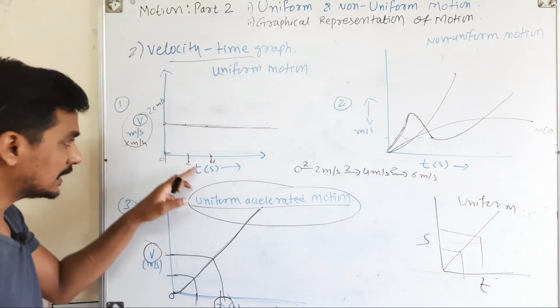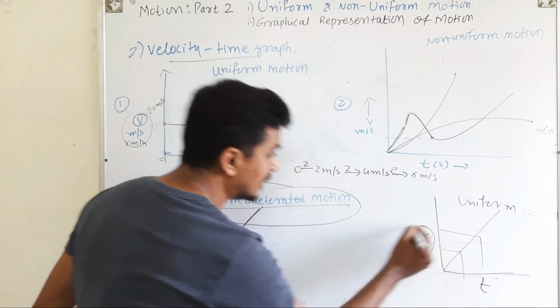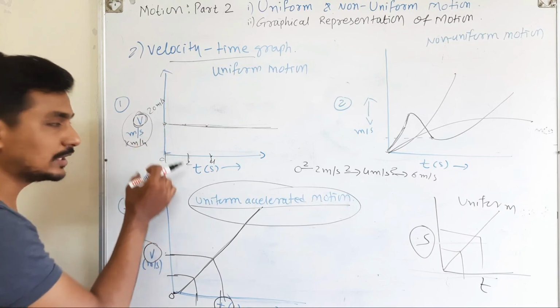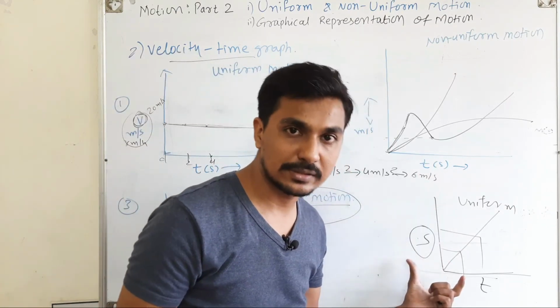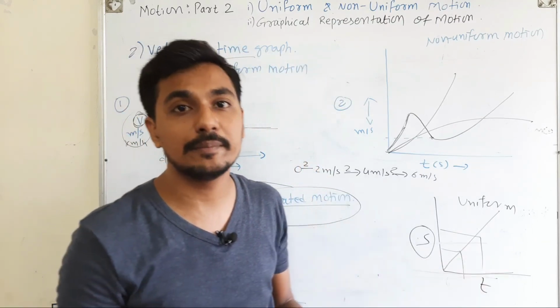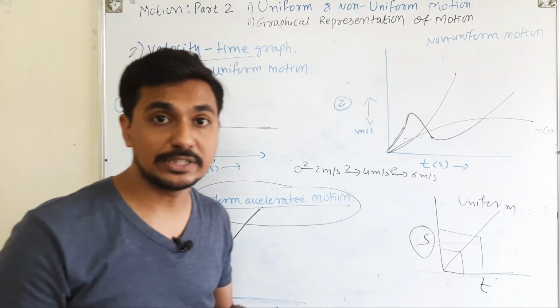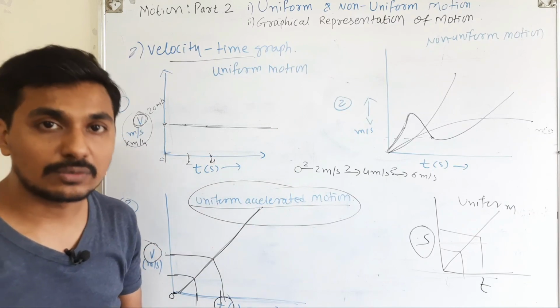So here is the velocity-time graph, and here is the distance-time graph. This parameter is different. Here on the y-axis we are indicating velocity or speed, and here on the y-axis we are indicating distance. So if the object covers equal distance in equal intervals of time, then the object is said to be in uniform motion. That is, its velocity remains constant. So here it indicates the velocity remains constant.